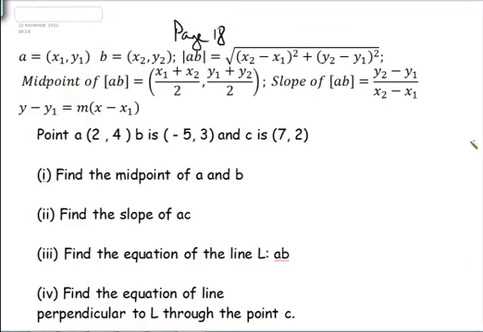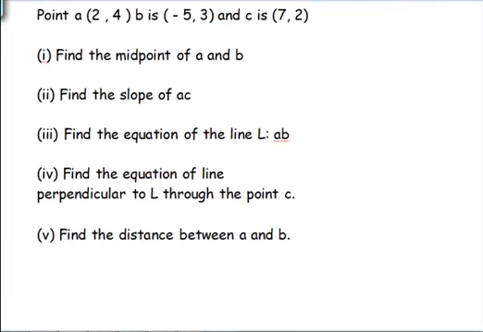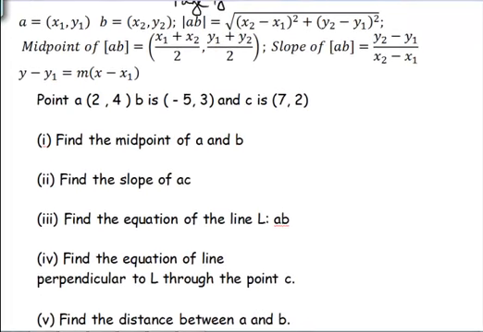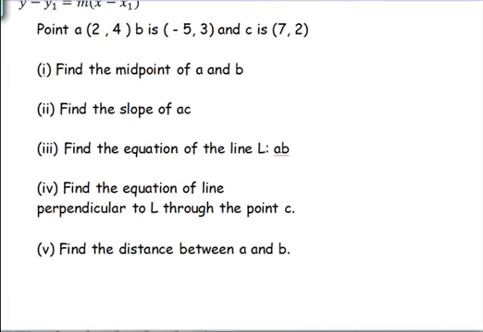Okay, so this is a coordinate geometry style question. I've got all the equations that we're going to be using up above here, where we have A is x1, y1, B is x2, y2, the distance is given by this, the midpoint by that, slope, and the equation of a line. So these points were just chosen randomly, so that they're not going to work out too nicely, but we'll just carry on with them anyway. So we've got A is equal to 2, 4, B is minus 5, 3, C is 7, 2.